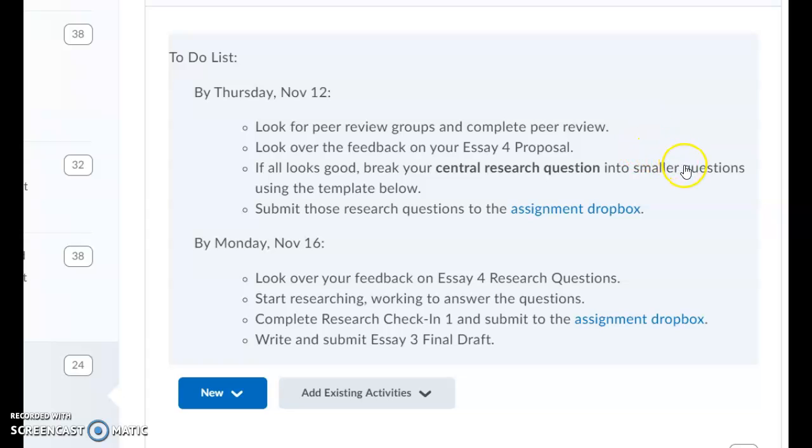Then I want you to look over your feedback on the Essay 4 proposal. If everything looks good, go ahead and break your central research question into smaller questions, use the template below, and submit the research questions just like we did for essay number 3. If you need to tweak your question, your proposal, or I go back to you and say, I don't think this is going to work, maybe we should think about this or that, go back, fix that before you move on, obviously. Okay, and then complete peer review.